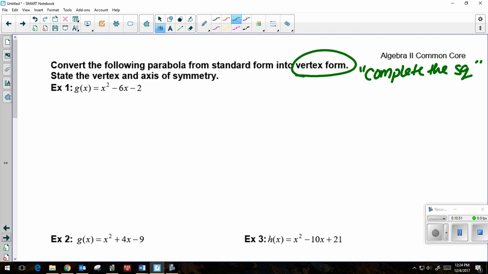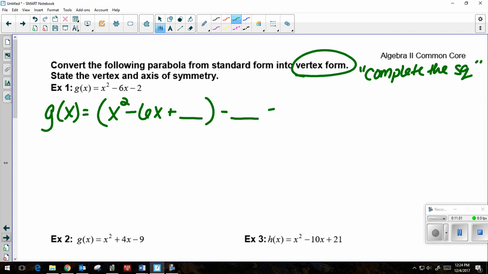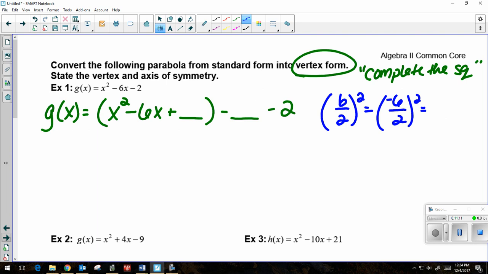Remember, g of x is the same thing as y equals, it doesn't matter. So I'm going to rewrite this and set up my blank spaces. x squared minus 6x plus blank, minus 2. So b over 2 squared. B is negative 6. So negative 6 over 2 squared is going to give me 9 that goes in each blank space. So this piece here gets factored.